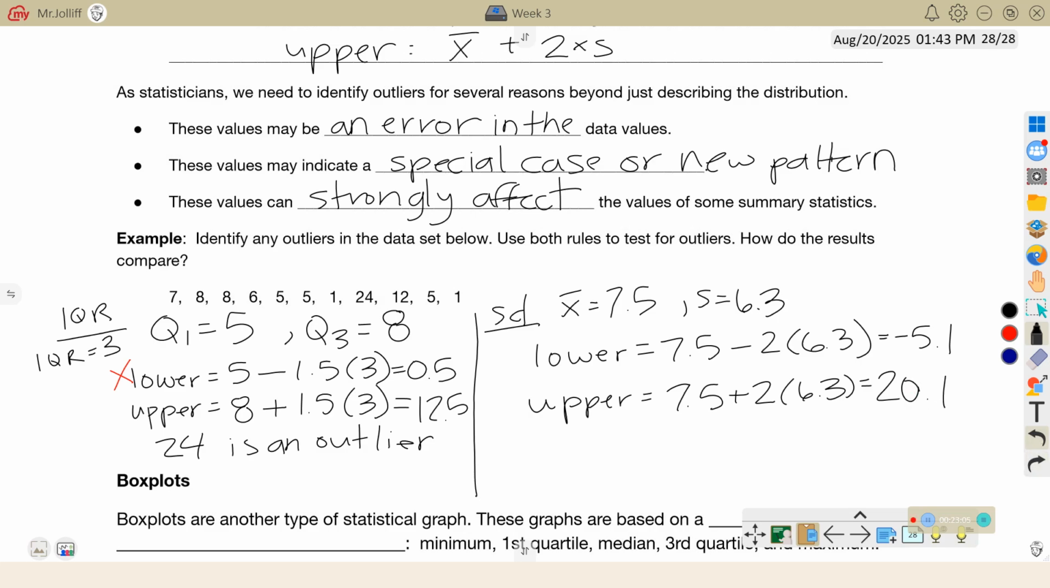20.1. On the lower end, do we have any negative values? No. So no lower outliers. Do we have values bigger than 20.1? We know the answer is yes. We have 24. 24 is an outlier. So both tests picked off the same outlier.